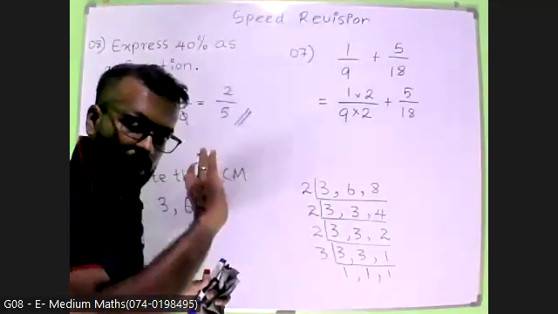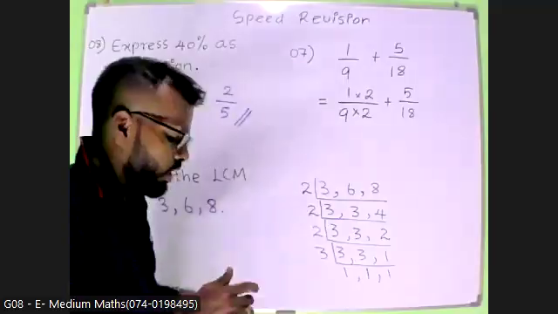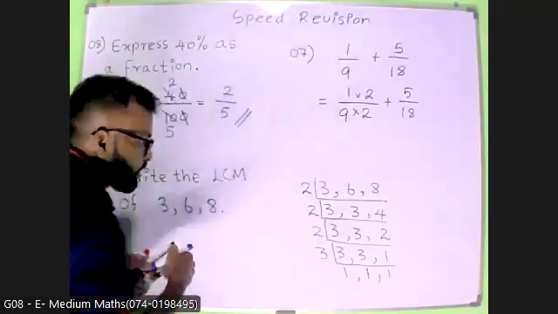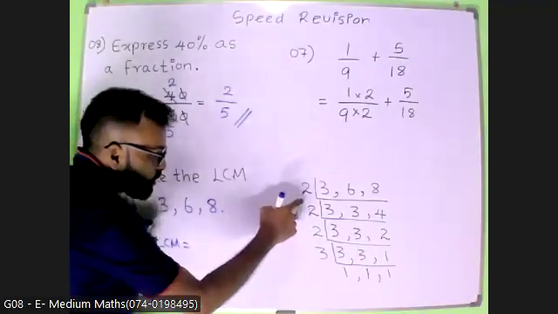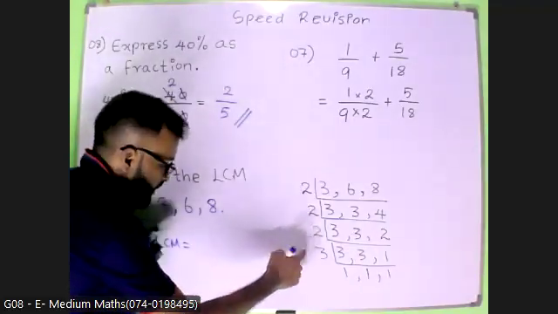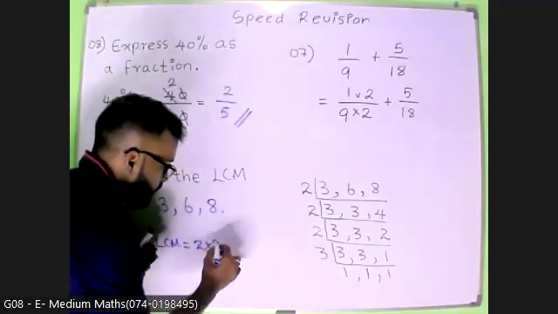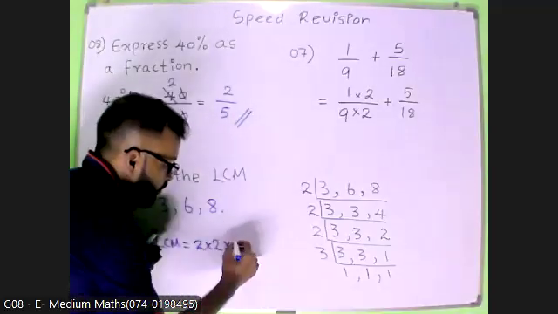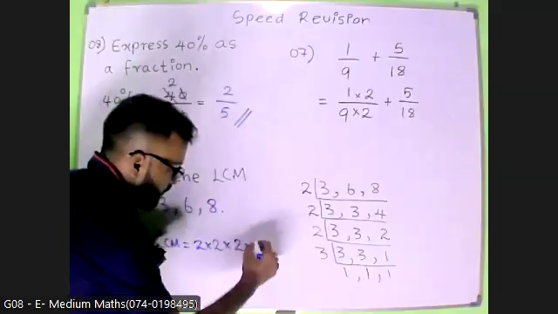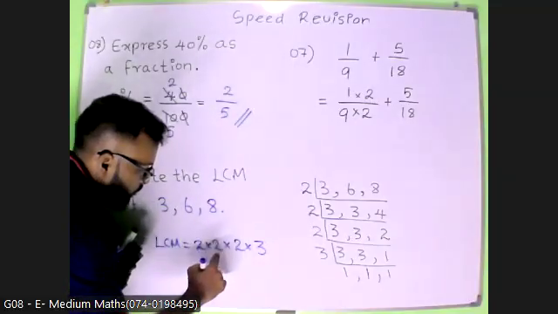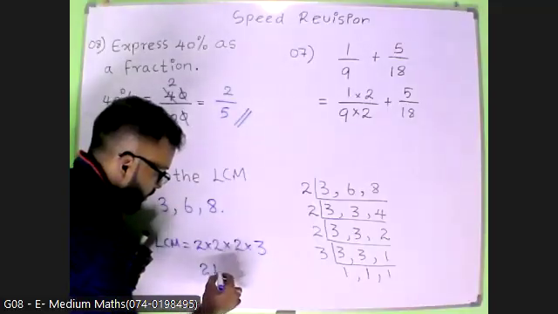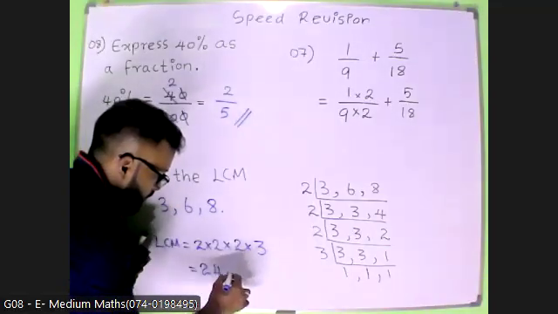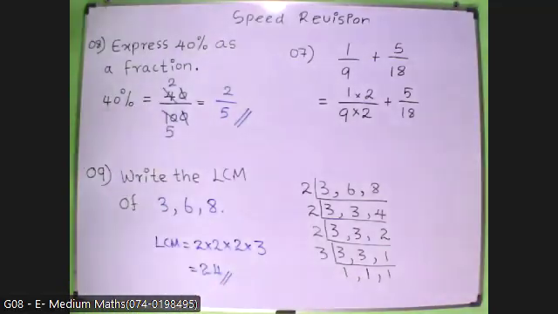You have learned these things in previous grades as well. So how to find the LCM? You can write down the LCM as 2 times 2 times 2 times 3. 2 times 2 is 4, 4 times 2 is 8, 8 times 3 is 24. Right?